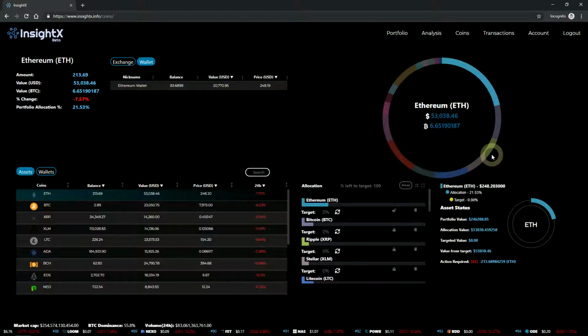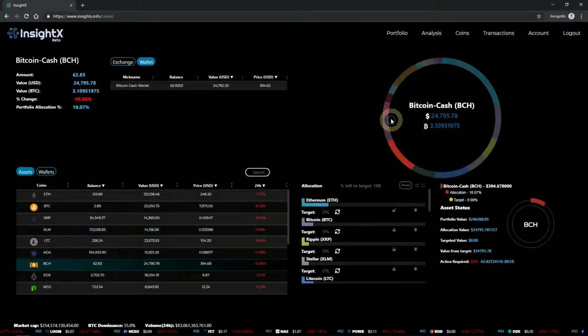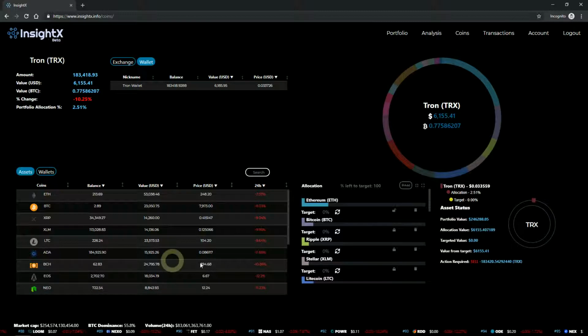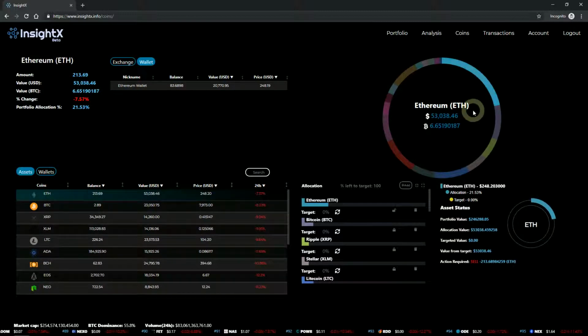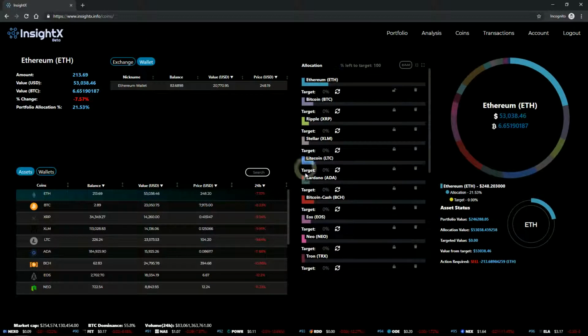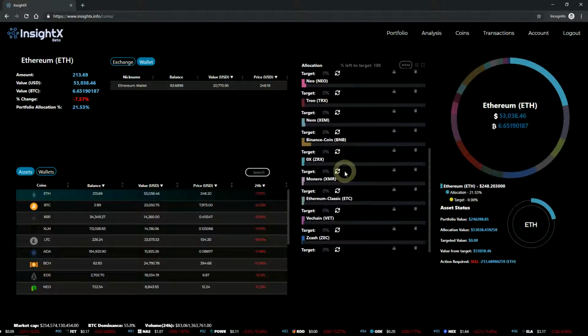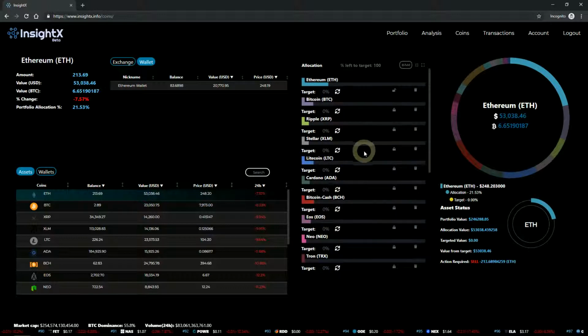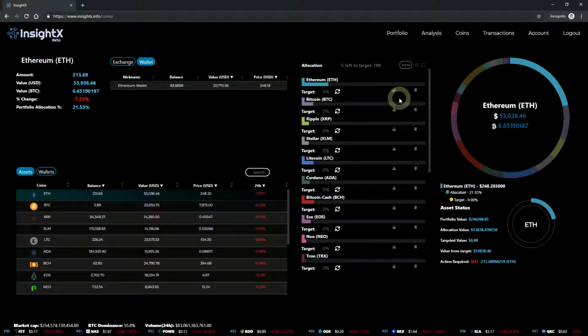Like I was saying, you can select any of these and it'll change the viewed asset across the board. We'll stick with Ethereum, and it is giving you the breakdown of the fiat value and Bitcoin value again here. And then you can expand this to see the allocation that each coin is holding in your portfolio. So we'll look at this in a little more detail.